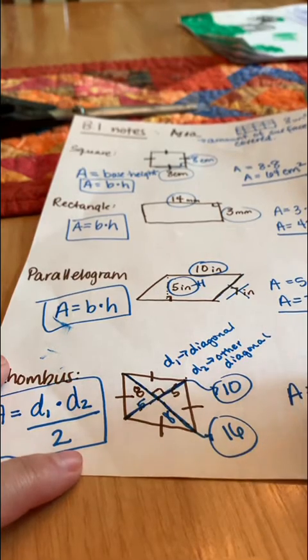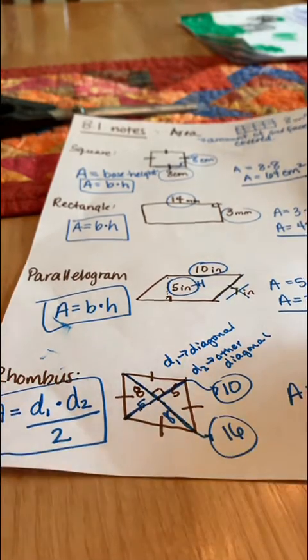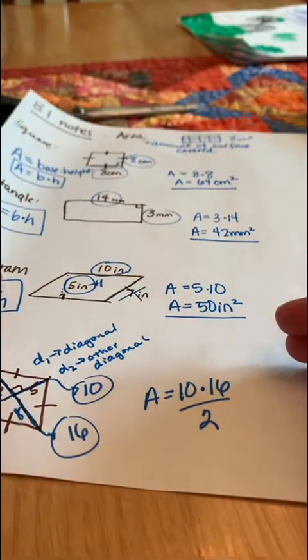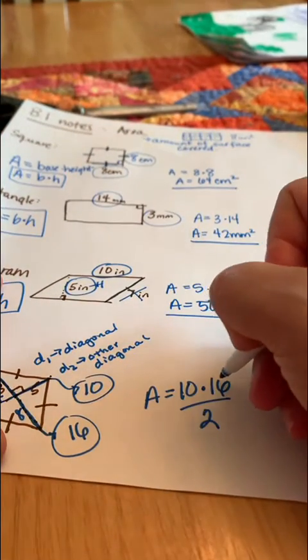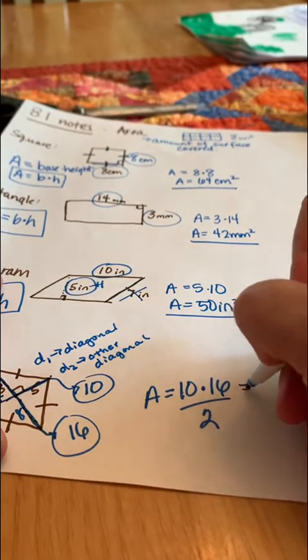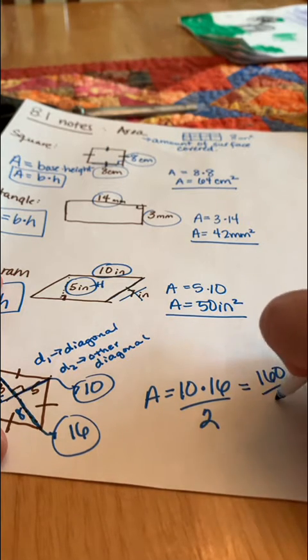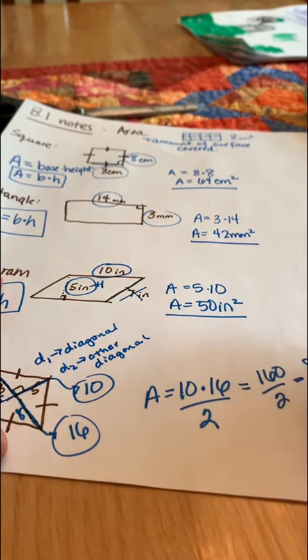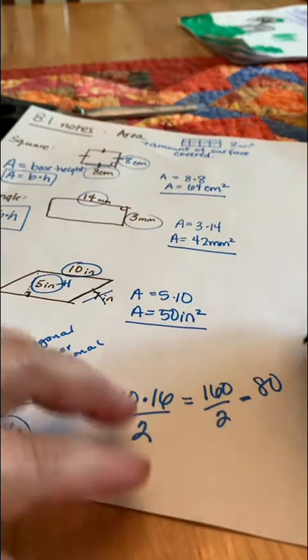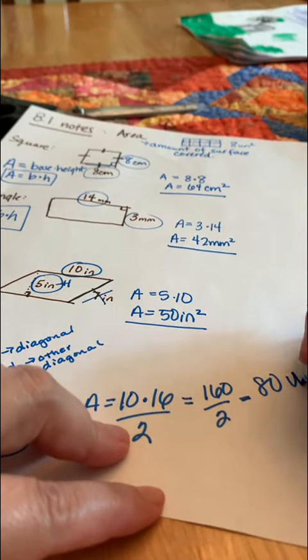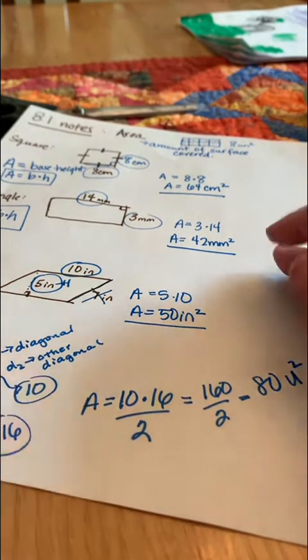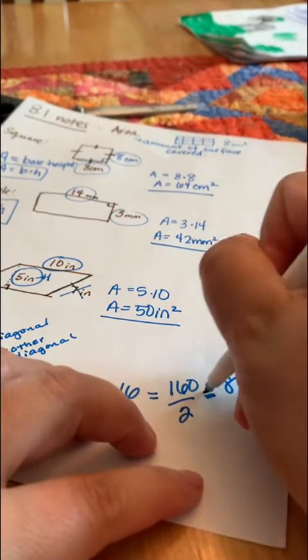10 times 16 divided by 2. Okay, so D1 times D2 divided by 2. So this is 160 over 2, which is 80. What's my label? I don't have a label in there, so I'm just going to put a U on it and put squared because I don't have any other label or unit on it.